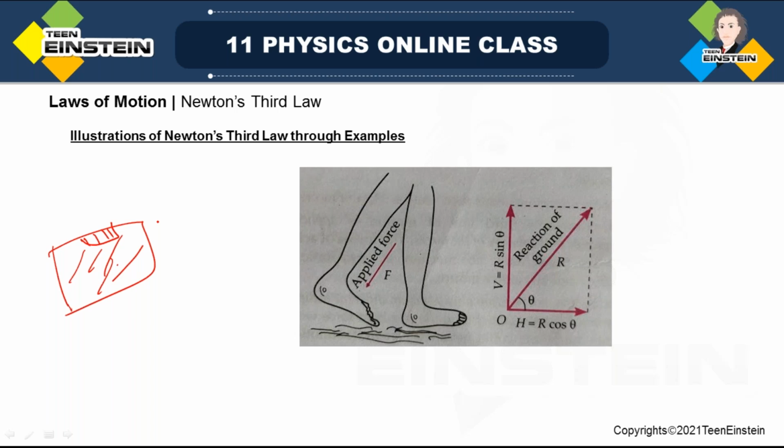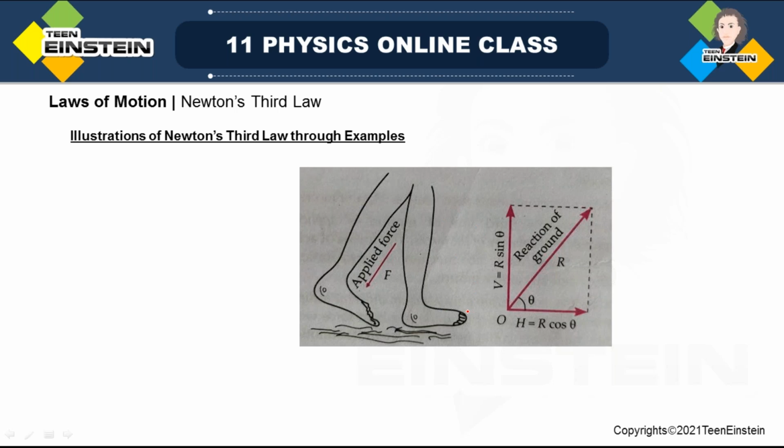That's why we can stand on the ground. So just by measuring the normal reaction required to balance the weight, that normal reaction is recorded in the weighing balance machine and gives the weight. Anyway, this is an example for when you walk.